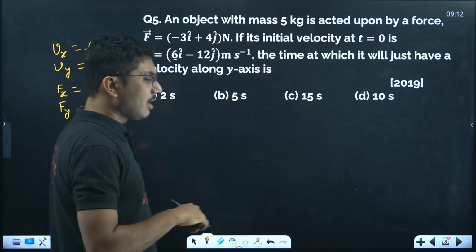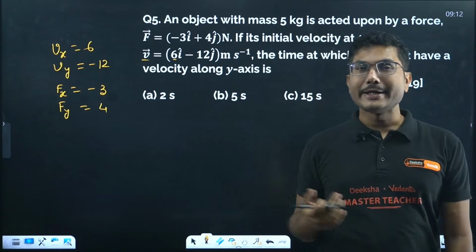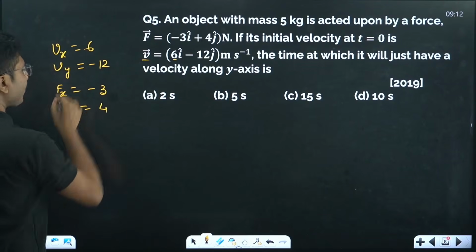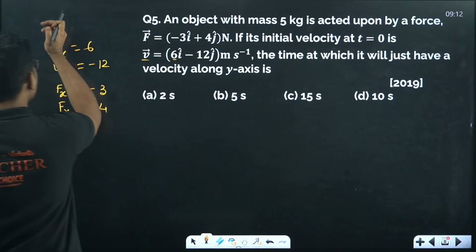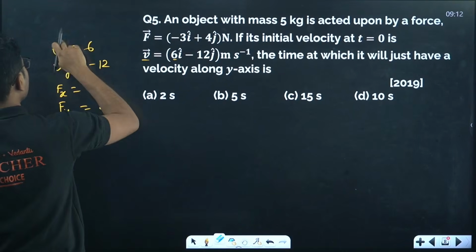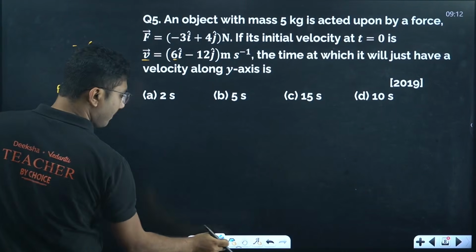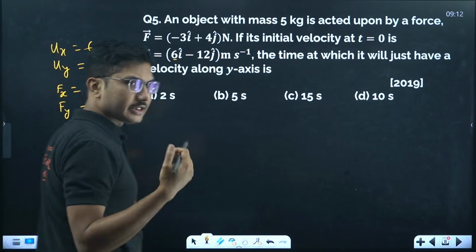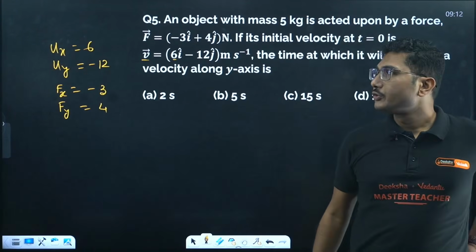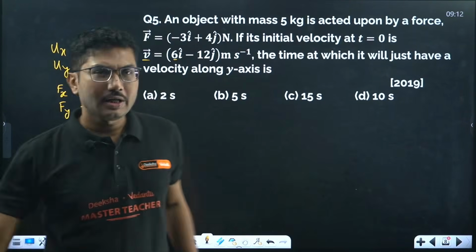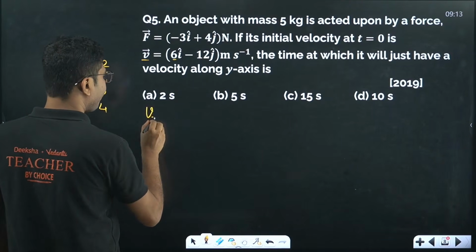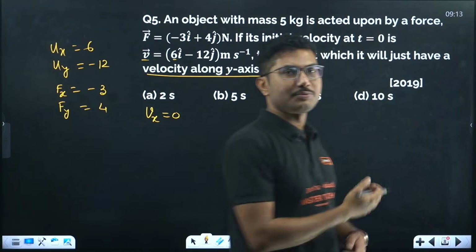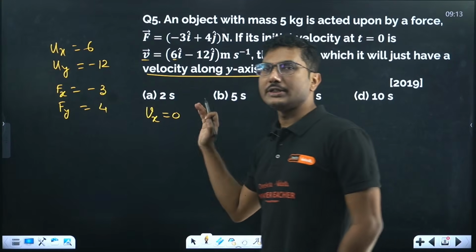Now it says that it will have only a y component, not an x component. That means the x component of velocity is 0. Let me just change it a little bit. Let me write it as ux and uy. Initial velocity is generally denoted by u. So here ux and uy are given, so vx must be 0. So even though the problem says velocity along the y-axis, actually it is an x-axis problem. So we have to find the time where vx is 0.